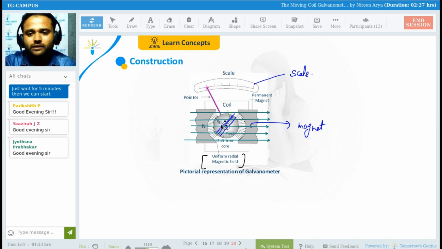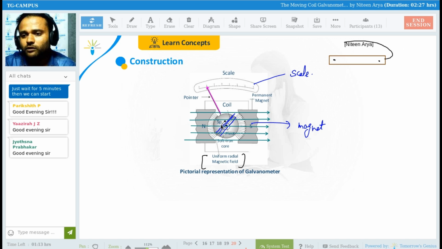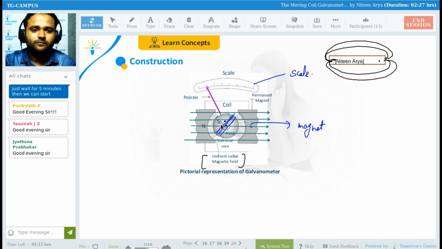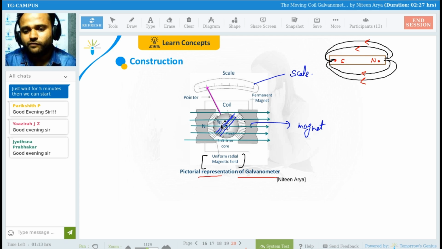Simply, if you have a magnet in this way, this is your north, this is your south. From north to south, it is going in this way. This is your magnetic field line. From north, your magnetic field lines originate. So this is just a pictorial diagram for this moving coil galvanometer, a pictorial representation of the galvanometer.